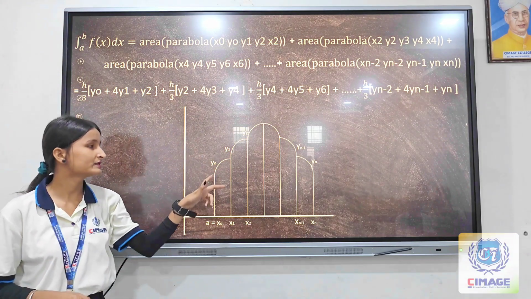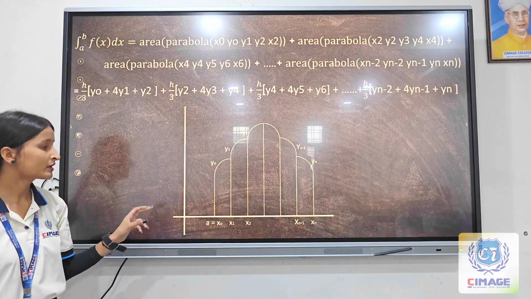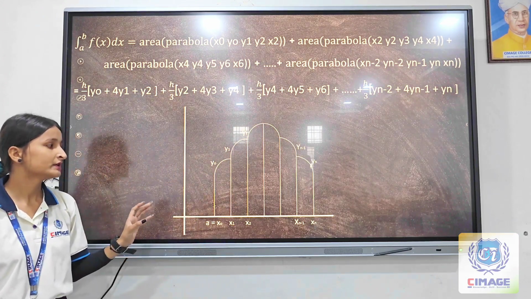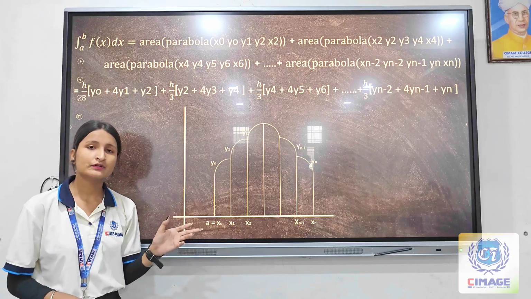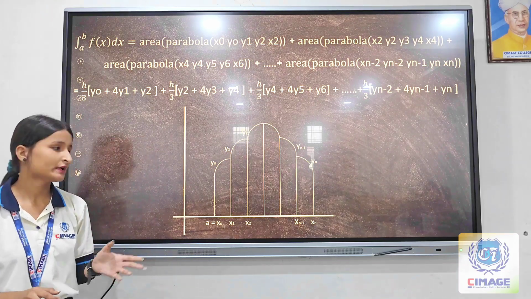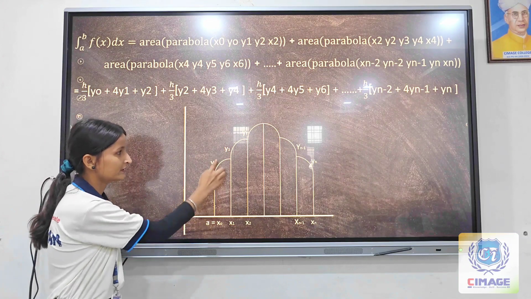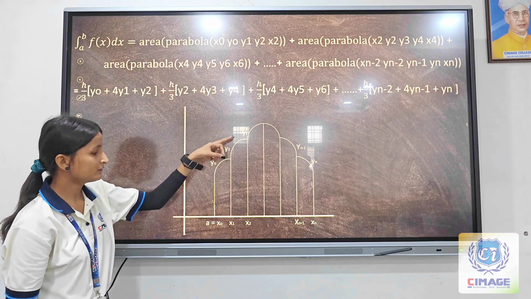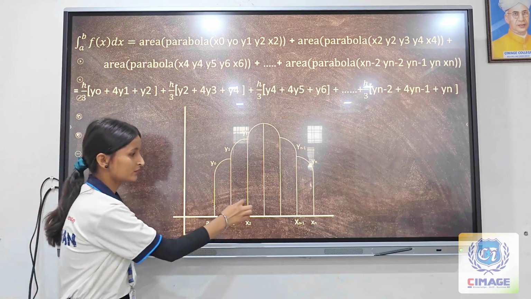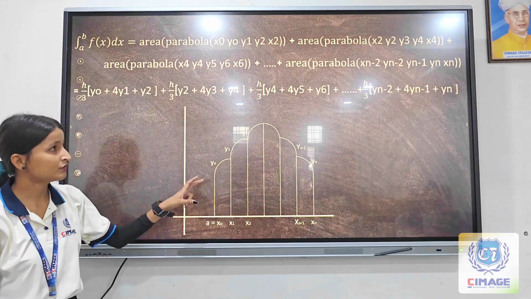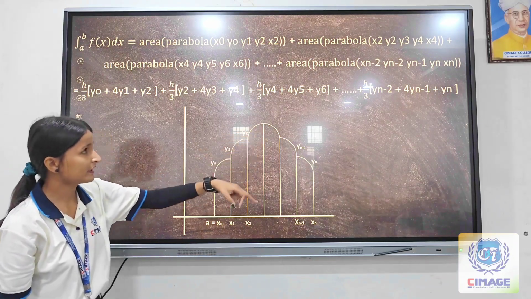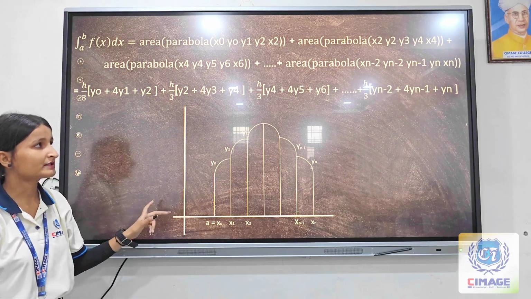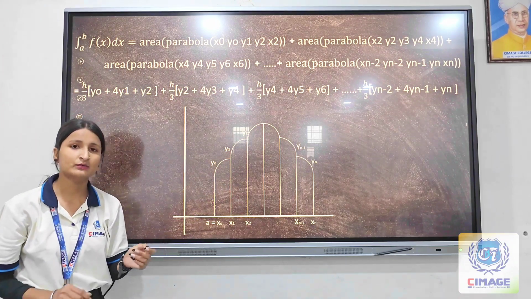Here we use this graph to prove this rule, because we have to find the area of this graph. We divide this graph into a few parabolas, find the area of each parabola and add them together. Here we take this one as a parabola and write it as the area of the parabola x0, y0, y1, y2 and x2. Similarly, we take this one as a parabola and write it as the area of the parabola x2, y2, y3, y4 and x4. Similarly, we take the last term and write it as the area of the parabola xn minus 2, yn minus 2, yn minus 1, yn and xn.